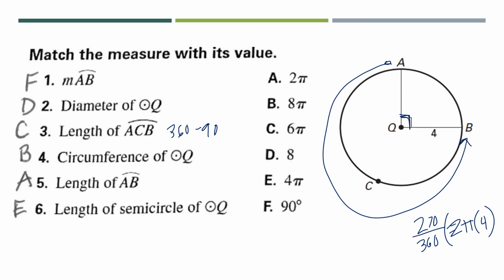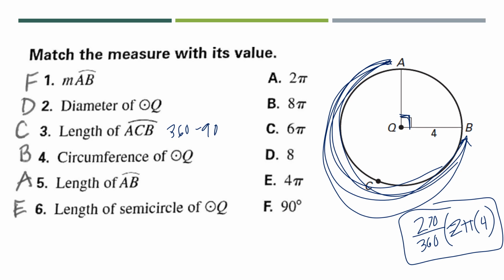The length of arc AB, you're going to need to use this kind of formula again, except that you know that from A to CB is 6 pi. So if that whole thing is 6 pi and the whole entire circle is 8 pi, that means that your length of arc AB is 2 pi. And then the length of a semicircle, so from here to here, would be 4 pi because it is half the circumference, which is 8 pi. Let me know if you guys have any questions.